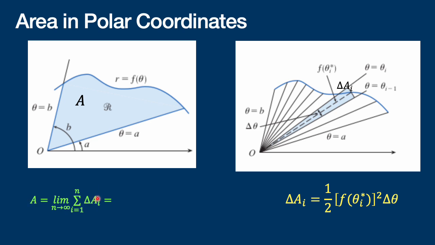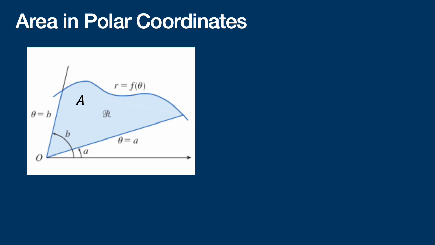So how are we going to find delta A_i? Delta A_i is 1/2 f of theta star squared delta theta. So the limit as n approaches infinity of the summation of 1/2 f of theta star squared delta theta is the area of region R bounded by theta equals a, theta equals b, and r equals f of theta. What did we find in the previous slides? The area A for the region R bounded by theta equals a, theta equals b, r equals f of theta.